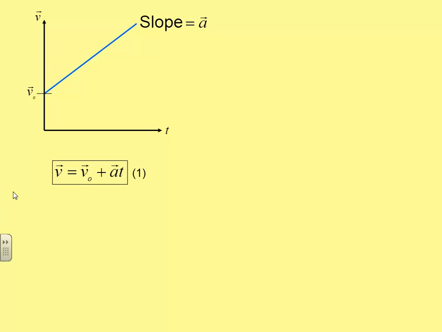This equation says that the final velocity is equal to your initial velocity plus your acceleration times your time. Now remember that acceleration is simply the rate of change of velocity, so when you multiply that by the time, you get how much your velocity changes. If you add that to the velocity you start with, you end up with your velocity at the end.